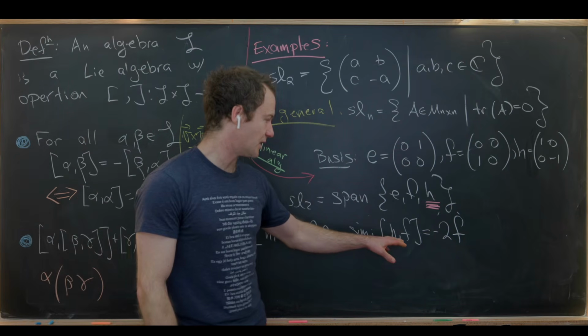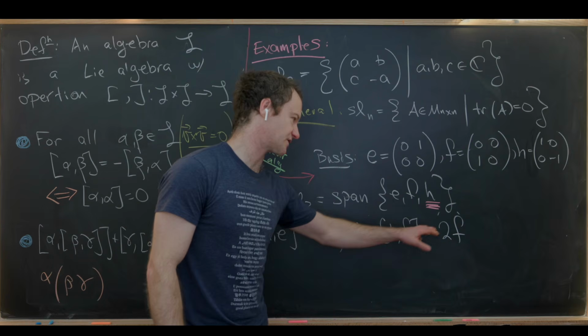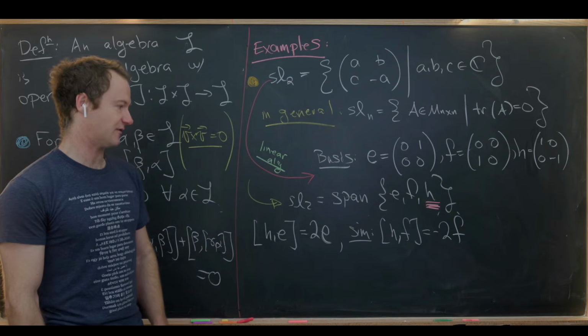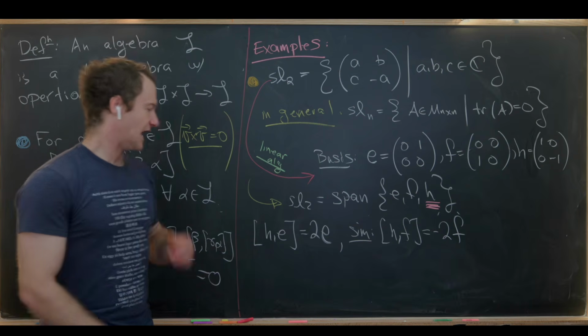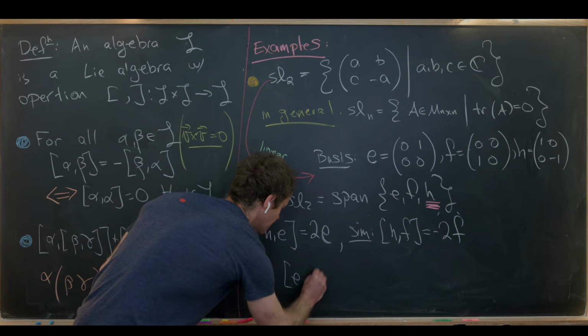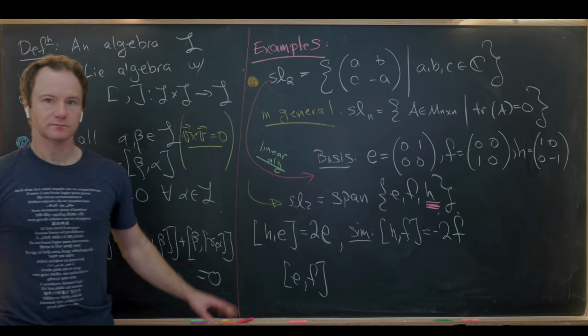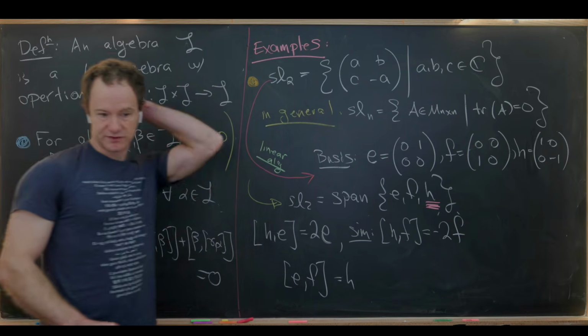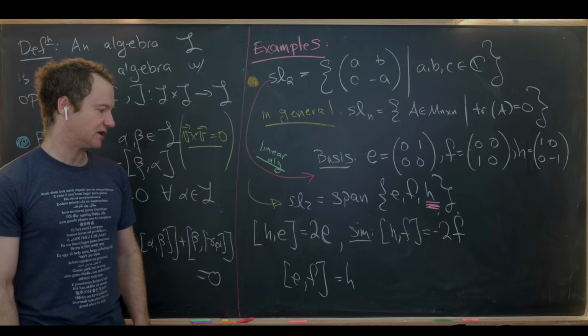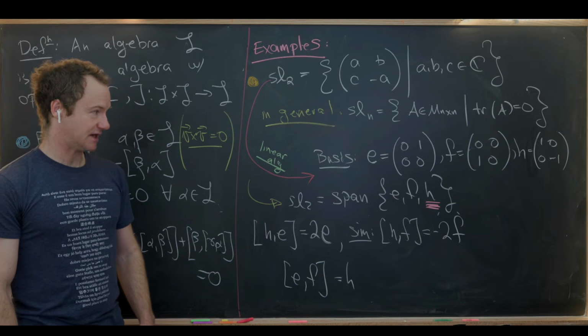is that it decomposes, or that it has this eigenvector eigenvalue relationship with the F vector as well. Okay, so let's see. We got one more to do, and that would be E with F. And if we do E with F, we'll actually get H. And so you can check that again by just doing the commutativity rules again.